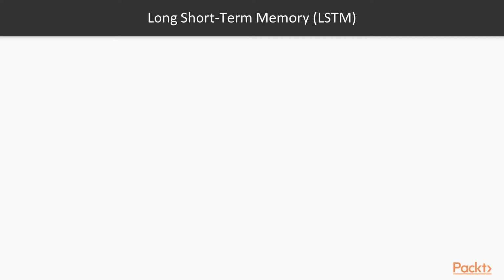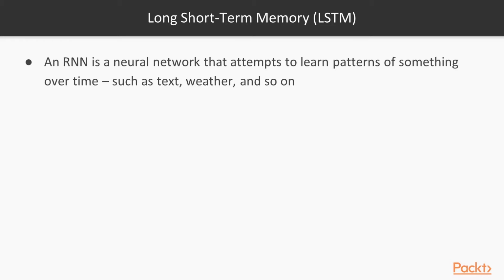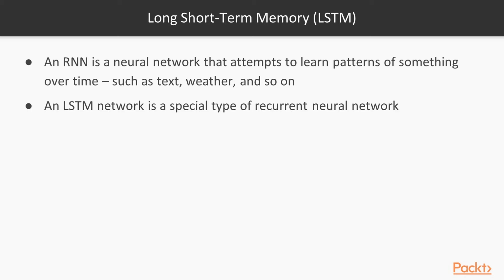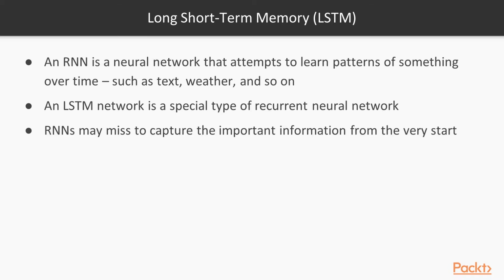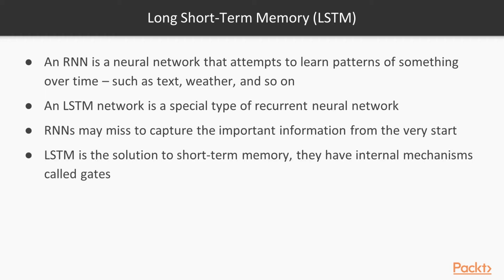Now let's talk about long short-term memory, LSTM. An RNN, recurrent neural network, is a neural network that attempts to learn patterns of something over time, such as text, weather, and so on. An LSTM network is a special type of recurrent neural network. If you are trying to train a model on a paragraph, RNNs may miss capturing the important information from the very start. LSTM is a solution to short-term memory. They have internal mechanisms called gates that can regulate the flow of information, hence the important information from the beginning is not lost.